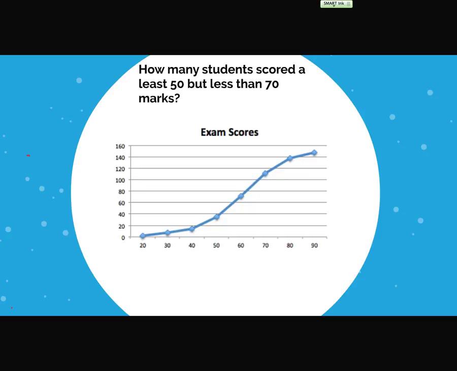So since I'm starting with 70 marks, remember I'd start down here on the marks and then I'd have to go up and over. That's pretty much in the middle, right? 110. So about 110 students got at least 70 right. But we want to take away the students that got 50 right. So I'm going to actually have to go for 50 as well. And that one, that's not quite in the middle. I'd say about 35. Because it looks like 30 would be the middle. I'm going to say that's about 35.